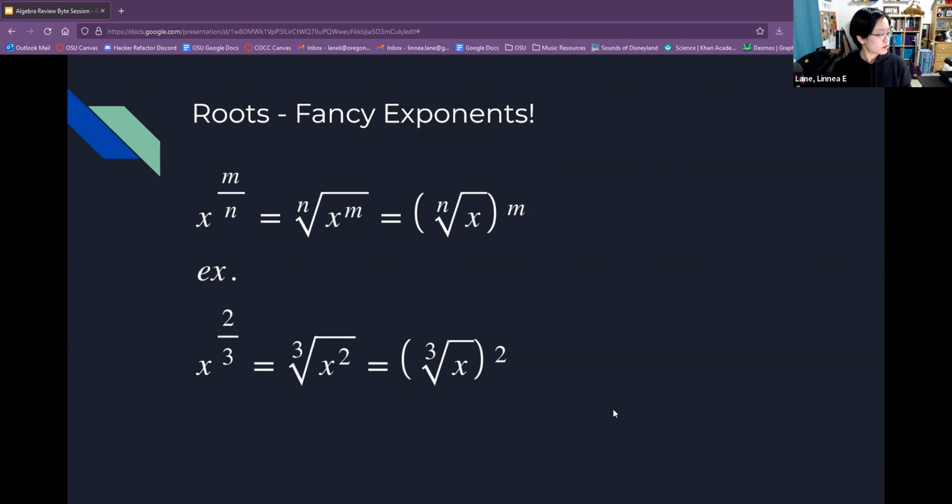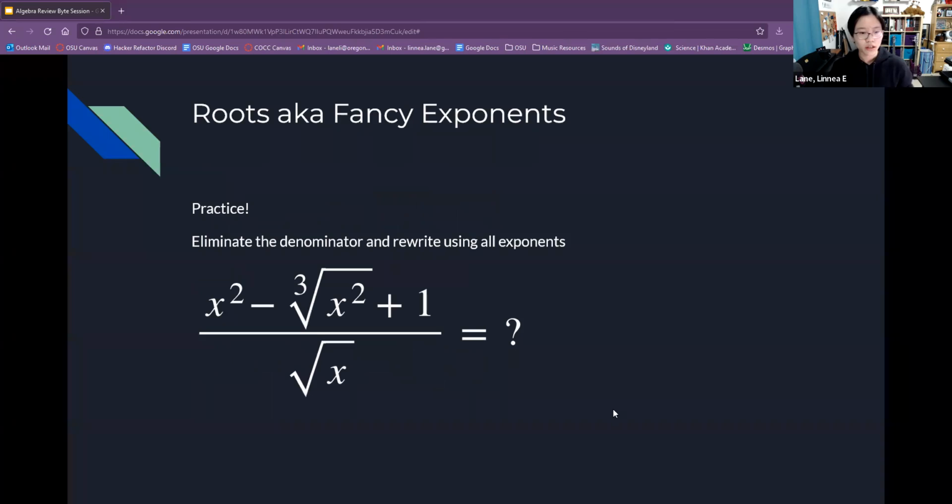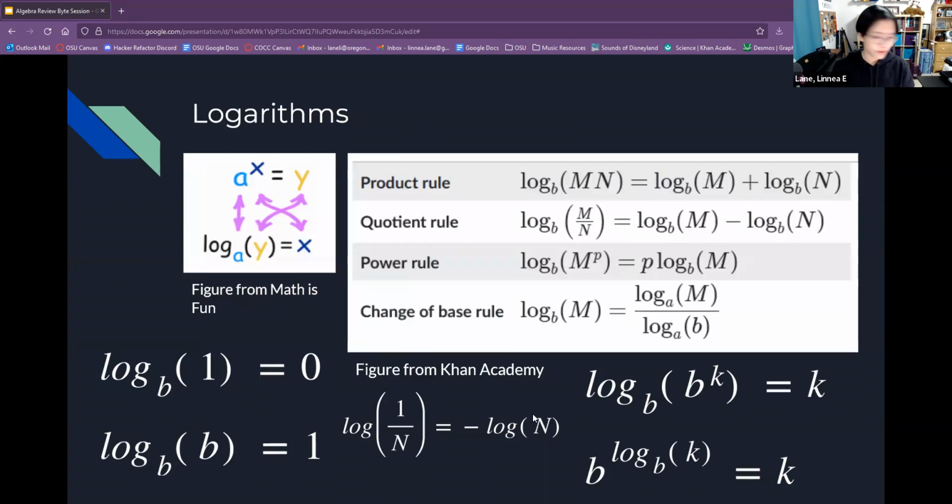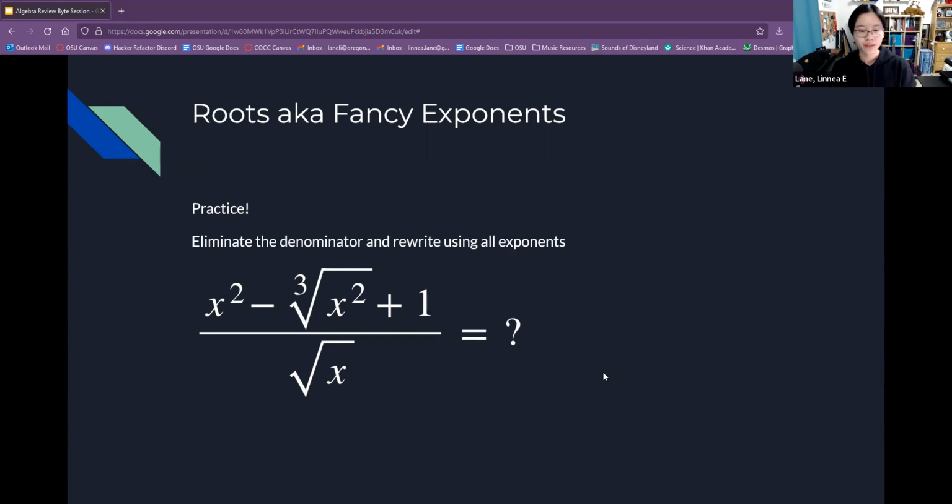All right. Double checking notes. I think I'm good. Okay. Yeah, so for example, this one looks like a lot. There's a lot of exponents there. There's 2 roots there. How could we eliminate the denominator and rewrite using the exponents? I'll let you take a minute to think about that, but it might help you to think that roots are just fancy exponents. And so that might help you solve this problem if you were to attempt it.